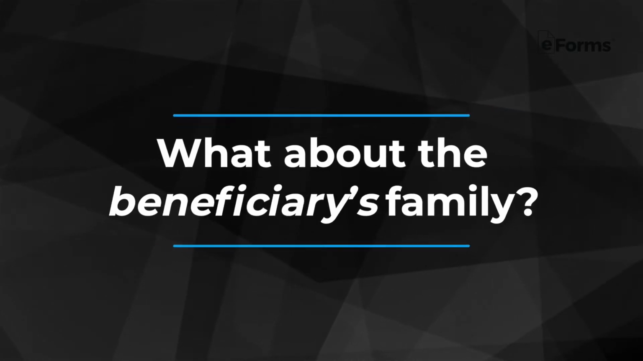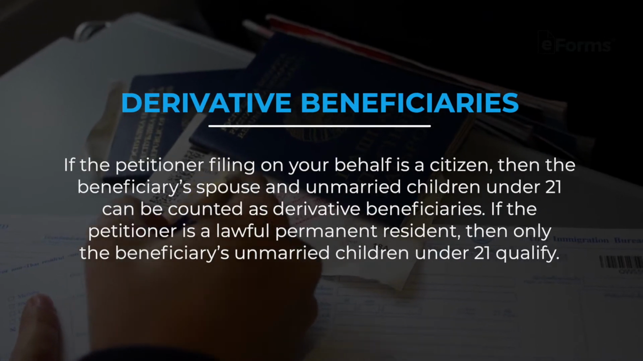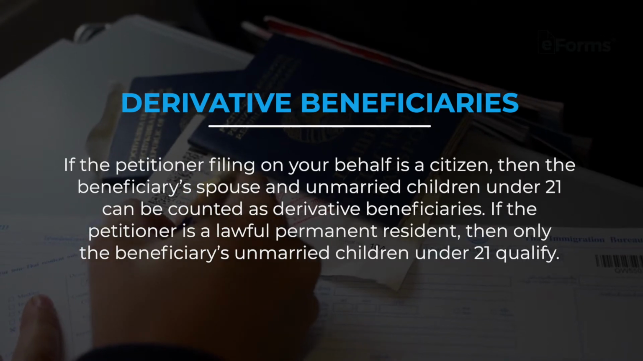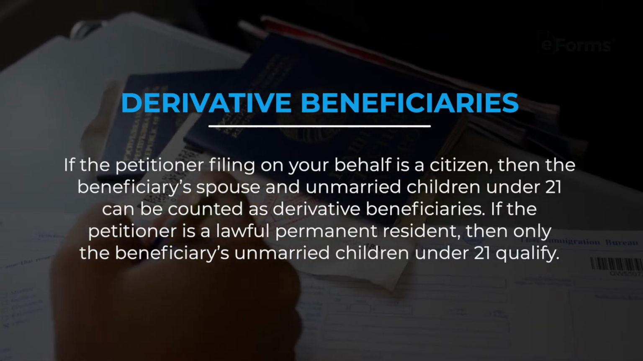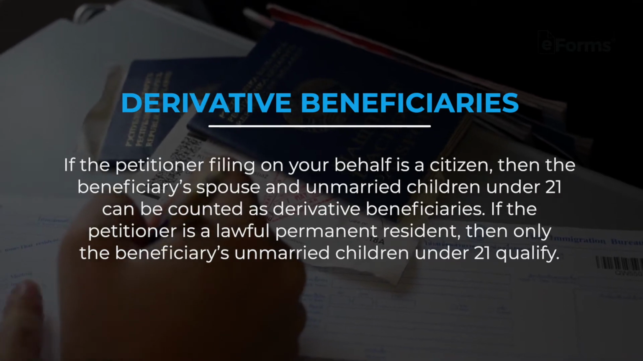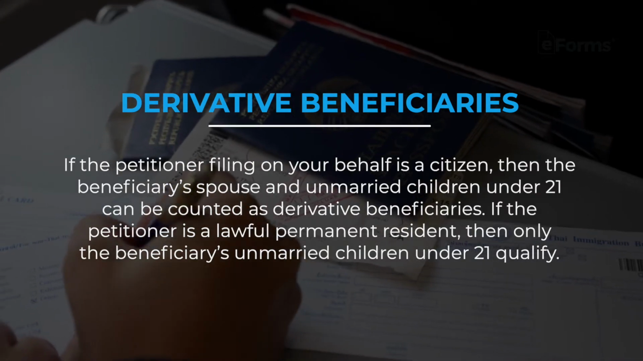What about the beneficiary's family? If you're a beneficiary who meets one of these qualifications, you can bring along additional people that the petitioner can include on the same application. These people are known as derivative beneficiaries. If the petitioner filing on your behalf is a citizen, then the beneficiary's spouse and unmarried children under 21 can be counted as derivative beneficiaries. If the petitioner is a lawful permanent resident, then only the beneficiary's unmarried children under 21 qualify.